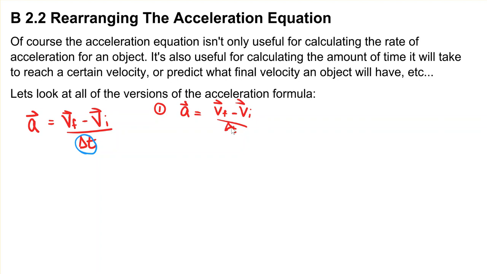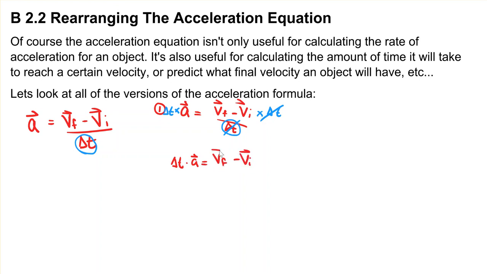Okay. So if this is the variable that we want to get by itself, it's in the denominator. And remember, when a variable is in the denominator and we want it isolated, we multiply everything by it. So multiply by delta t, multiply by delta t. You'll see that delta t and delta t cancel, and you're going to end up with delta t times A equals VF minus VI.